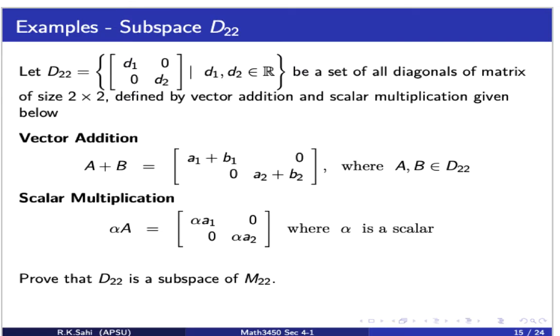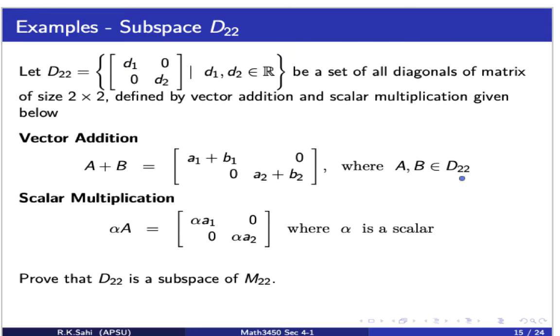The first one. Let's look at the set D22. D22 is the set of all diagonal matrices, given in the form D1, 0, 0, D2, where D1 and D2 are real numbers. It's the set of all diagonal matrices of size 2 by 2. We are defining D22 with the vector addition and scalar multiplication as shown here.